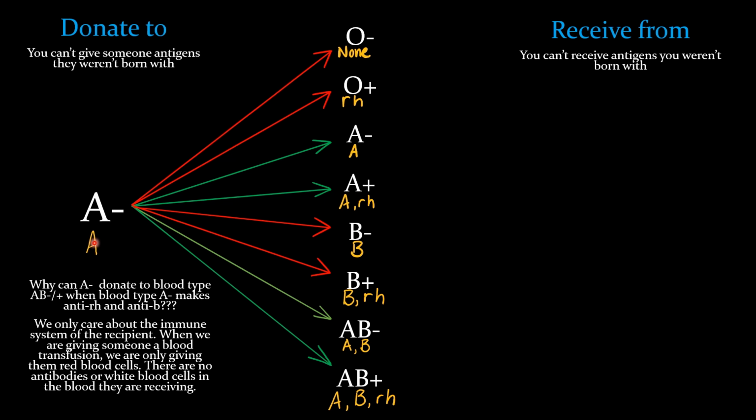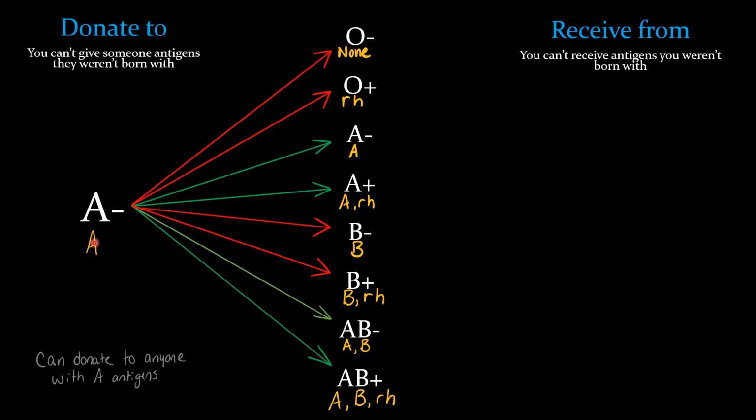All right, so another way to think about this, to simplify it for yourself, is on the donate to side, you want to try to identify the antigens present, and you can give to somebody so long as they have all of the antigens you have. So in the case of A negative, you can give to anyone that has A antigens.